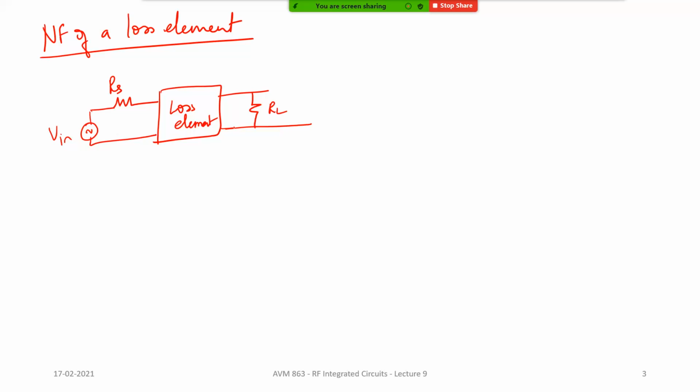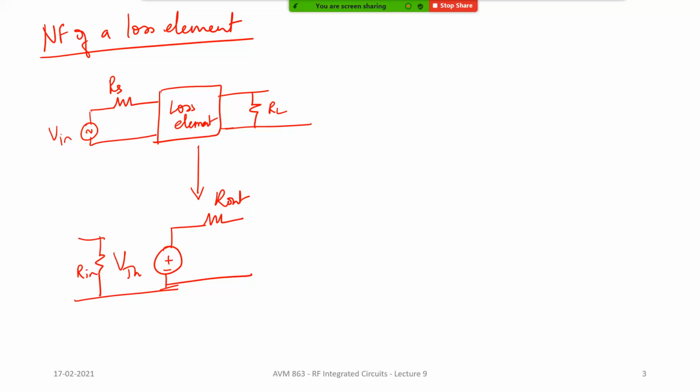So let's say you have some input going into this lossy circuit, and this lossy circuit is basically modeled as this. It's just a simple Thevenin model. Let's call it VTH, the Thevenin equivalent voltage, and it has some R out. This is the model of this loss element. Now, let's say that the input impedance is Rn, and let's say that Rn is equal to Rs, that is, it's properly matched. And then you have an R out, and this is basically the model of the loss element.